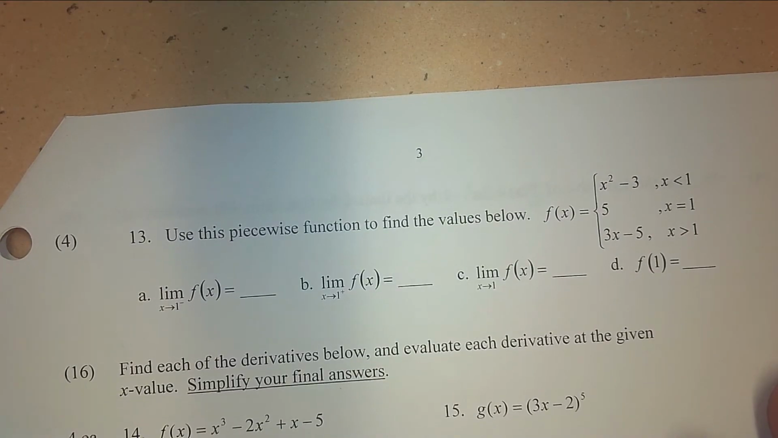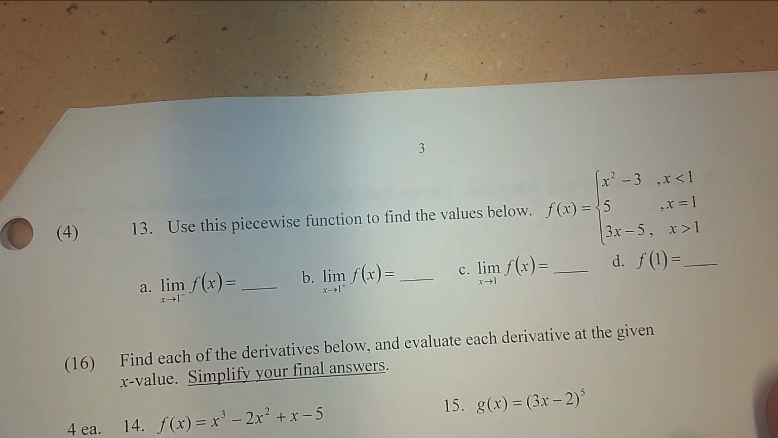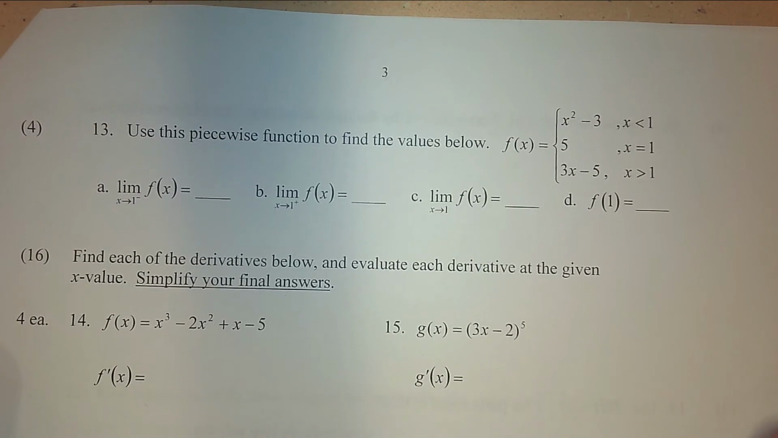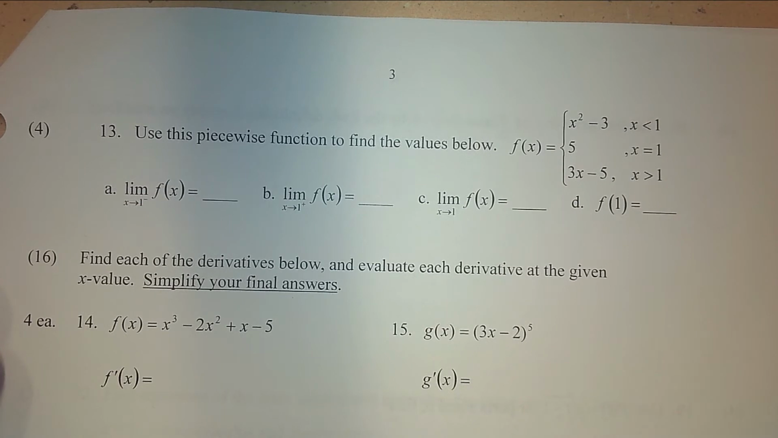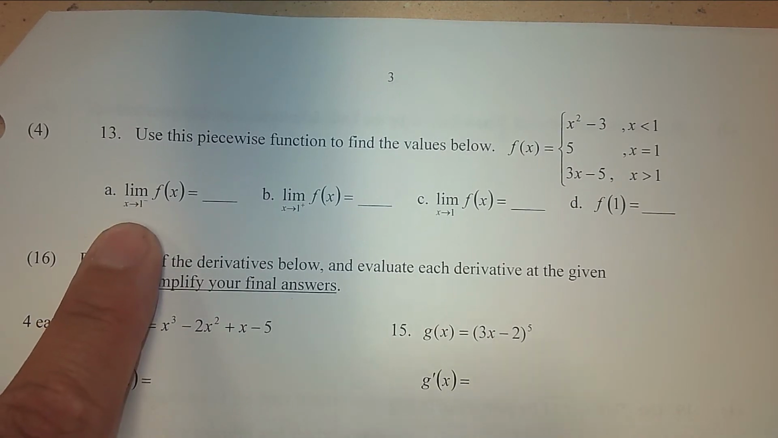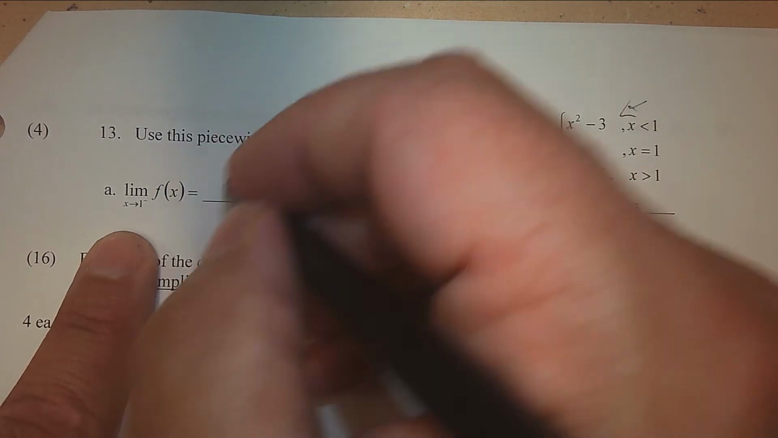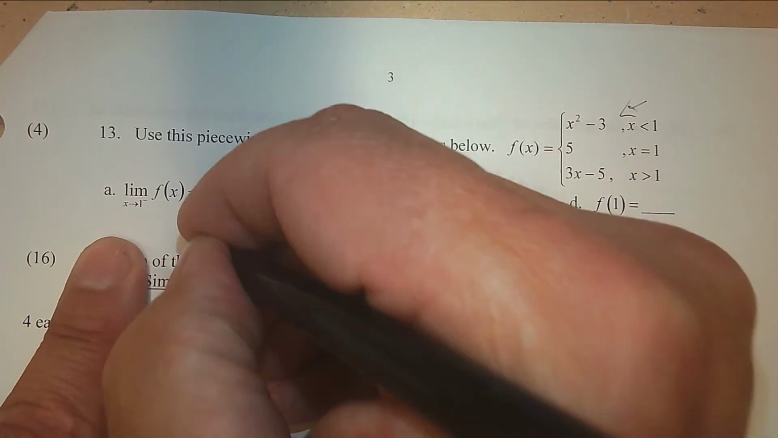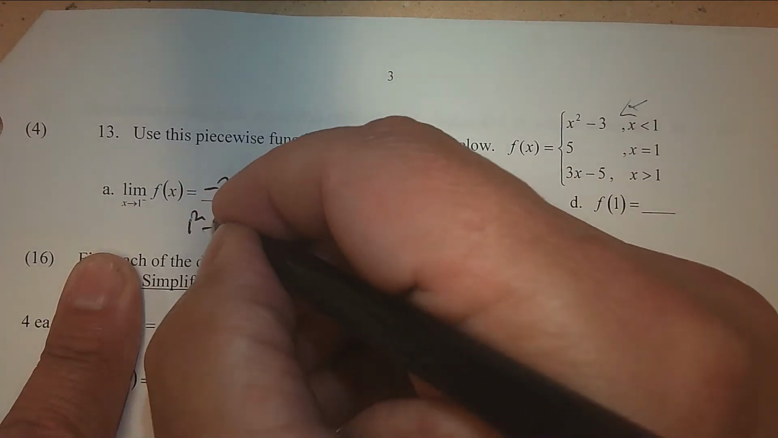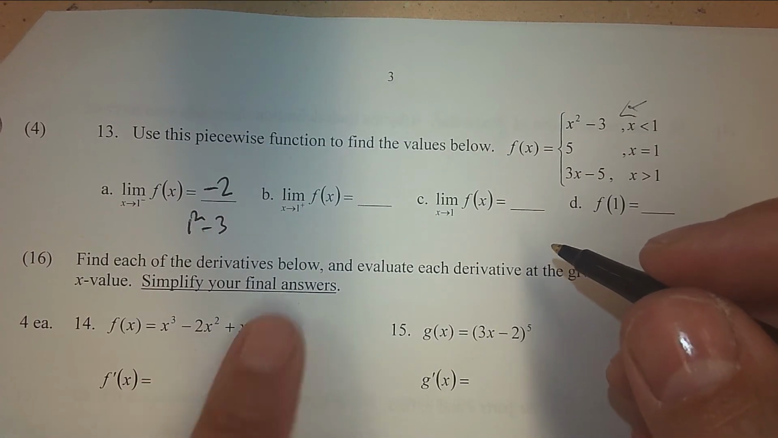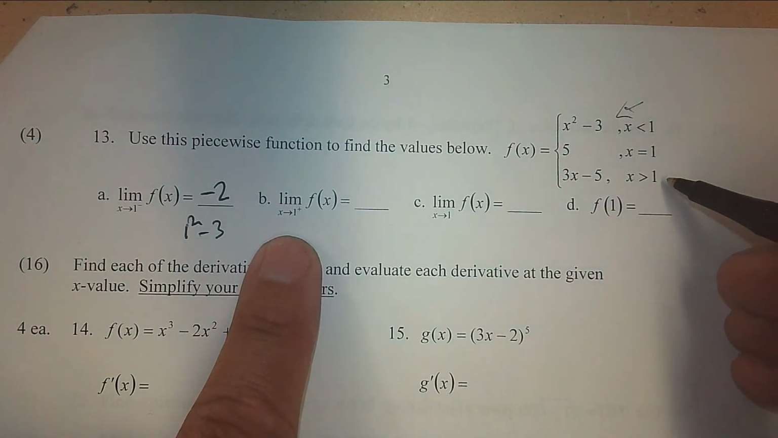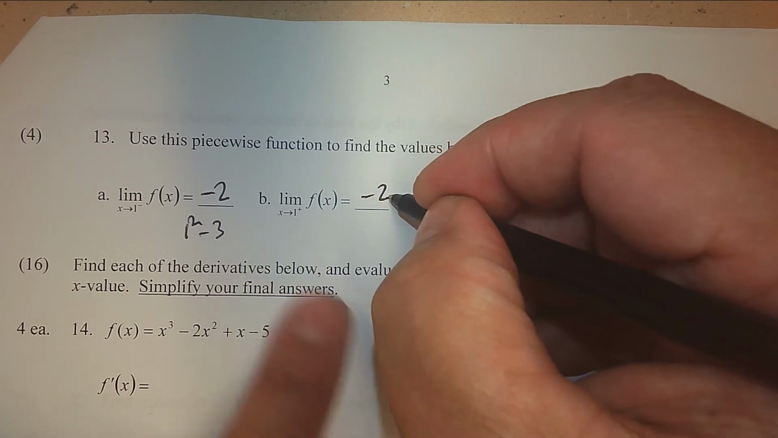Number 13. Can you use a piecewise function and evaluate a limit? So a limit is a substitution question. When it says 1 from the left, what piece involves 1 from the left? That would be the top piece. So when I plug in 1 into the top piece, I get the answer negative 2. It's 1 squared subtract 3. That's where the answer comes from. 1 from the right means I plug it into the bottom piece. So if I plug it into the bottom piece, I also get the answer negative 2.